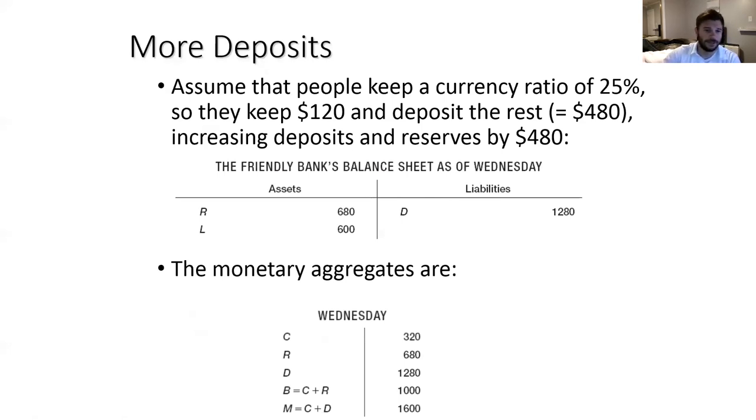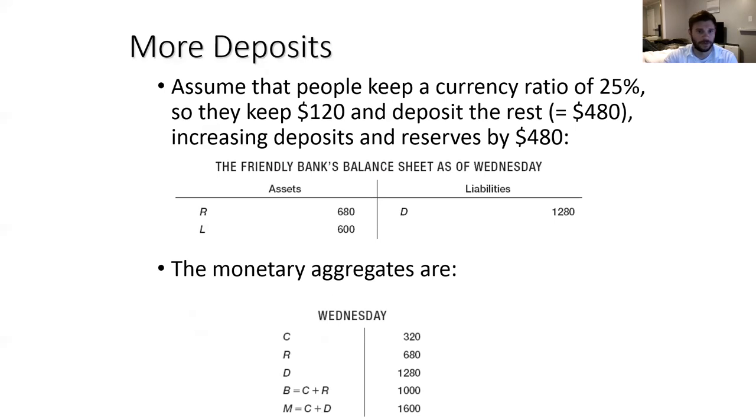You'll notice every time this is going on, we're getting some offsetting effects of currency and reserves, so the base isn't really changing at all. But it looks like every time the money is loaned out, despite the currency and the reserves offsetting each other, the amount of deposits keeps going up.